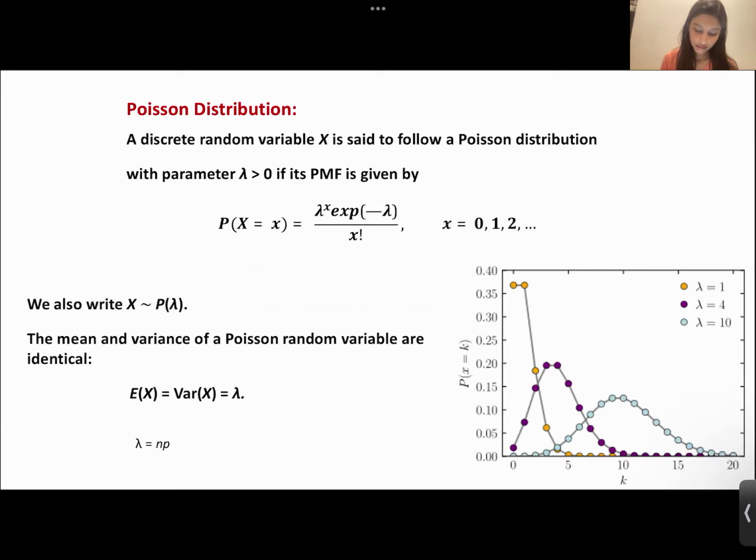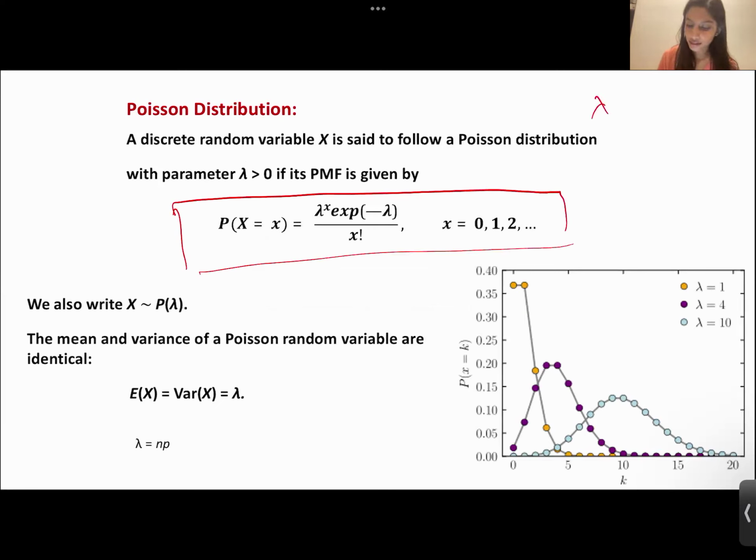And this is the formula, the PMF, the probability mass function, for the Poisson distribution. Here you have something called lambda. Lambda is nothing but the product of N into P. In the case of the Poisson distribution, the mean and the variance are equal. Your mean is equal to your variance, and both are given by lambda, or N into P.